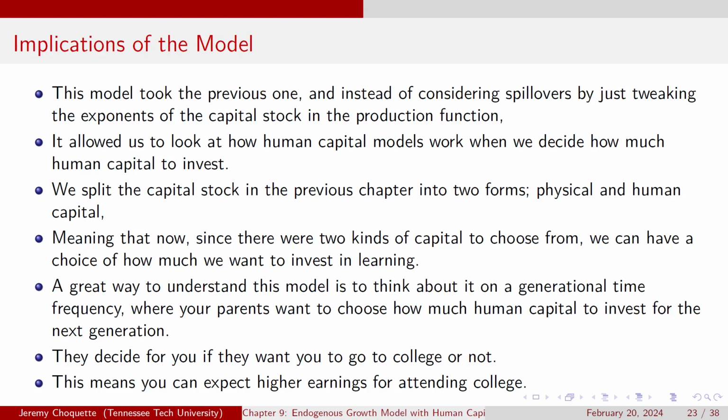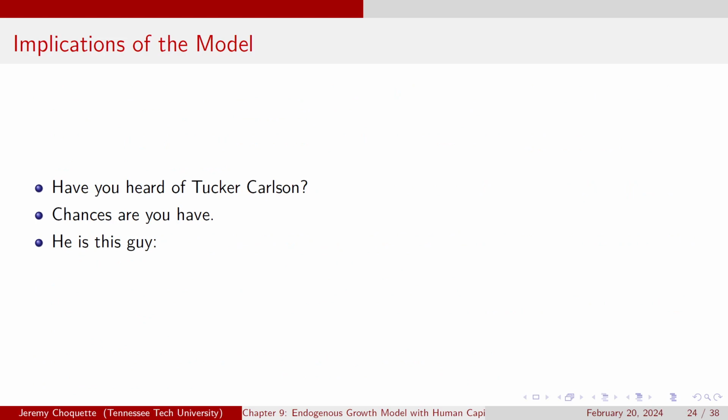A great way to understand this is, again, on a generational time frequency, where your parents are choosing how much human capital to invest in you, or you're choosing how much human capital to invest for your children. They're really deciding for you if they want you to go to college or not, and you're deciding for your children whether you want them to go to college or not. And you would be doing this if you expect there to be higher earnings for attending college.